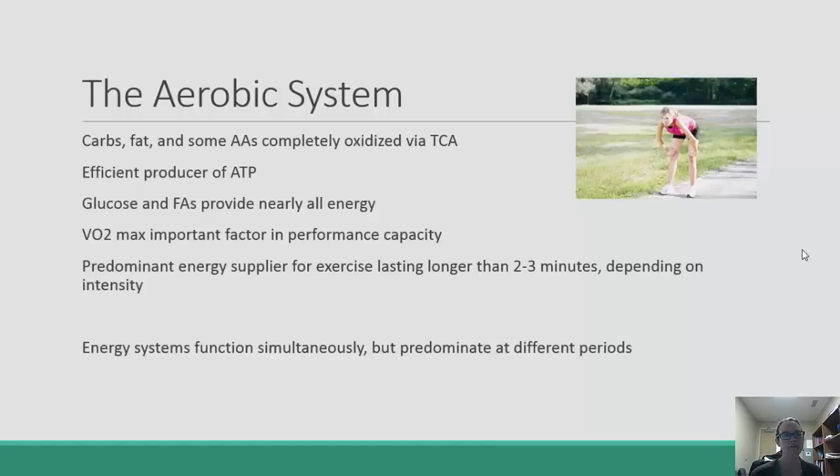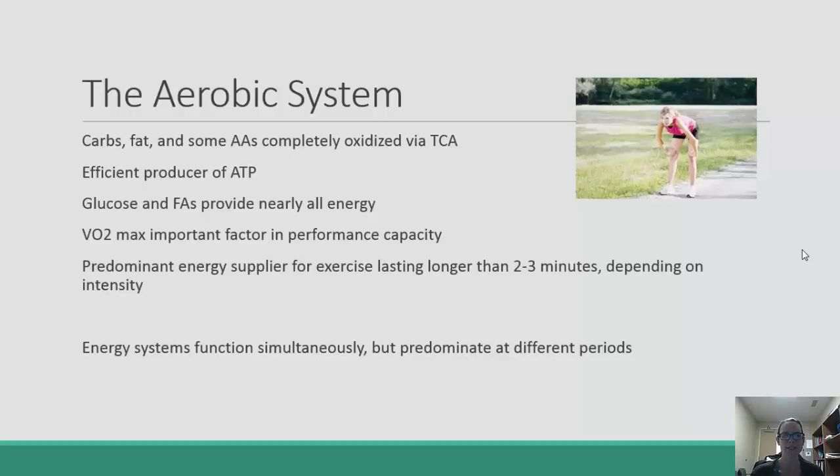And our VO2 max, or our maximum oxygen capacity, is a really important factor in performance capacity. And that makes sense. How much oxygen can I bring into my body? That's going to determine how much oxidation via the aerobic system we can go through. And we know that this is the most efficient producer of ATP. So the more oxygen I can hold, the more efficiently I can produce ATP, the better my performance capacity.